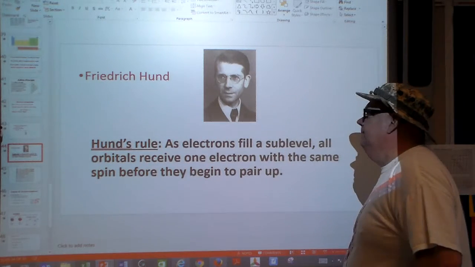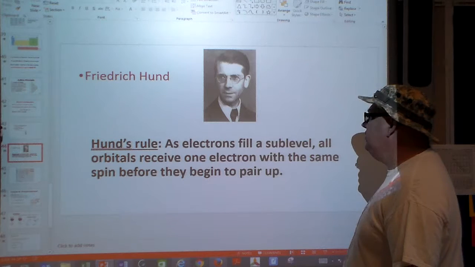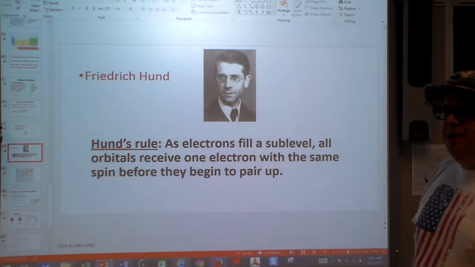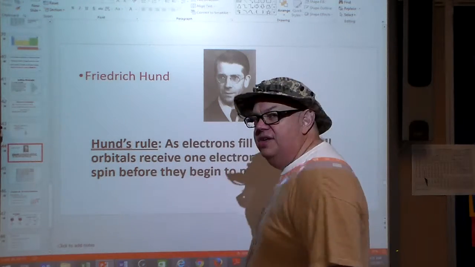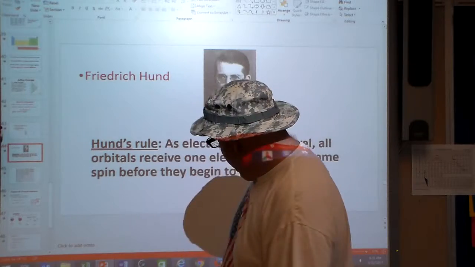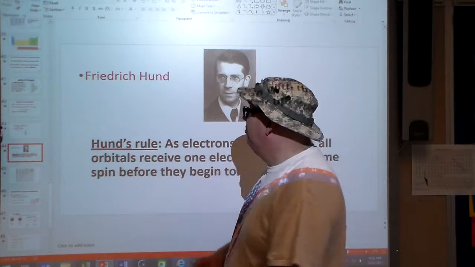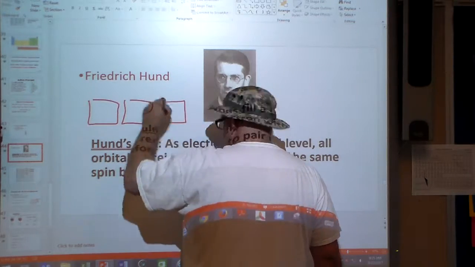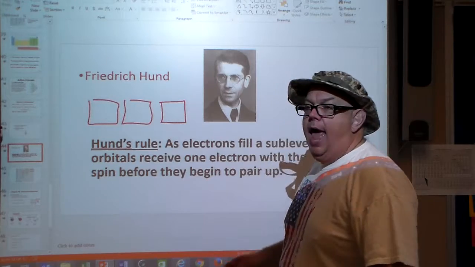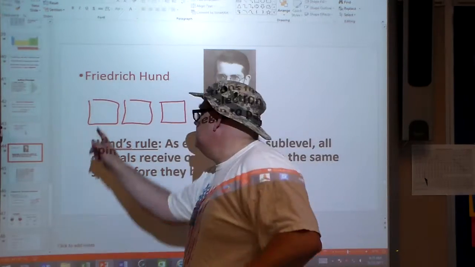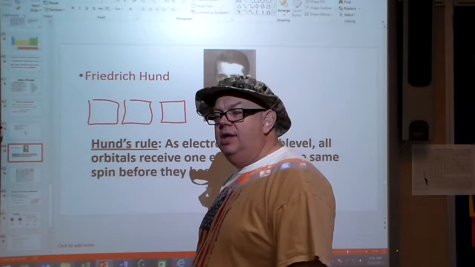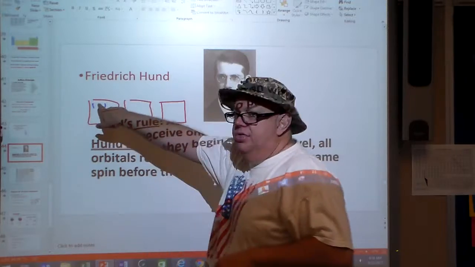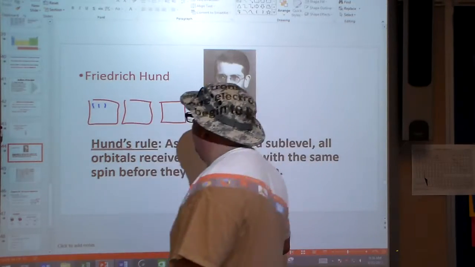Okay, Frederick Hund. Hund's rule. As electrons fill a sublevel, all orbitals receive 1 electron with the same spin before they begin to pair up. I like to call this the Monopoly rule. You remember the game Monopoly? Many of you have played it. The rules say, if you have 3 lots and you buy 3 houses, because now you have the monopoly, you can build houses on there. You cannot put 3 houses on one thing. That's what the rules say, right?